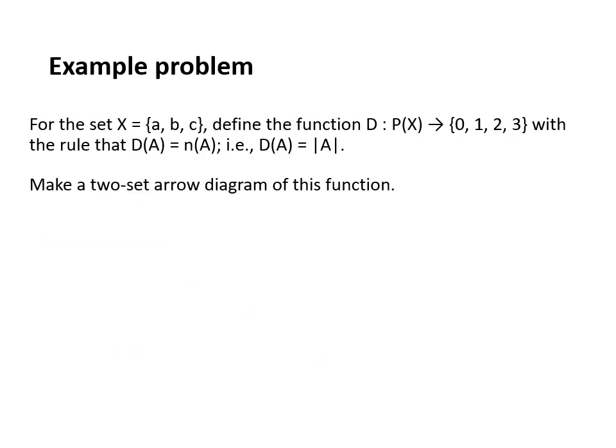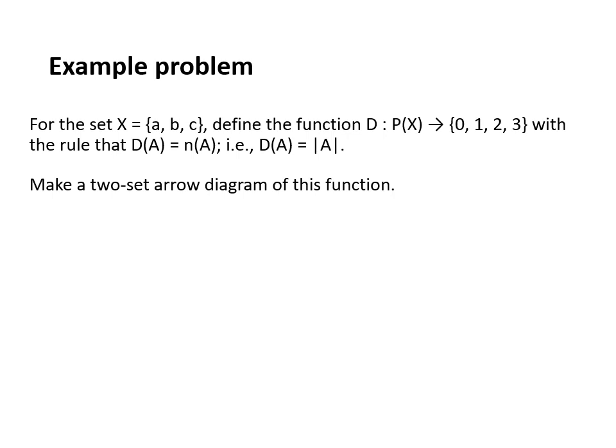So let's look at one example problem that requires us to draw an arrow diagram. So we have this set X that contains elements A, B, C. And we define the function d that maps the elements of the power set of X into {0, 1, 2, 3}. And the rule is that d of A is equal to n of A. So we are mapping each element of the power set into its size. So let's make a two-set arrow diagram of this function.